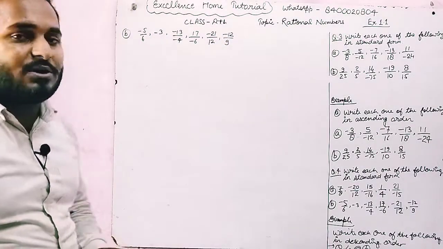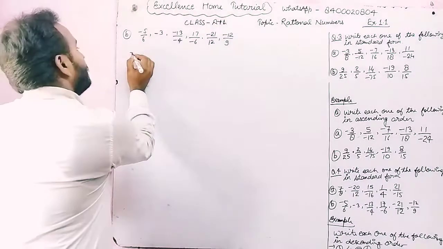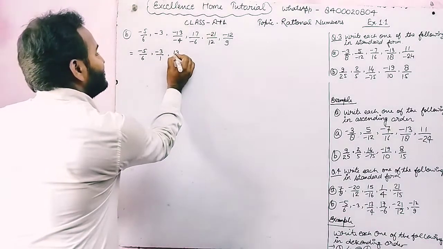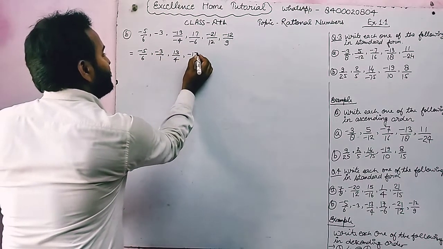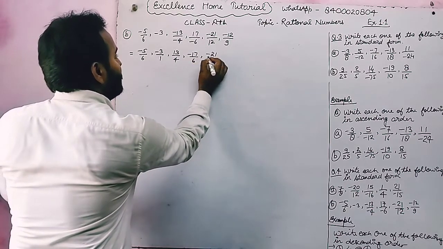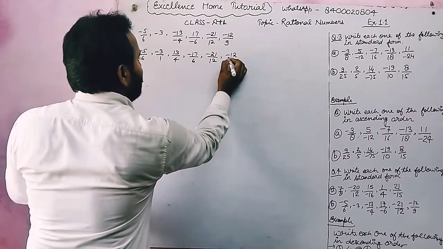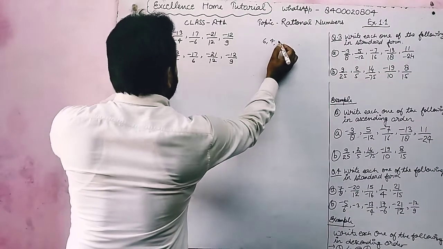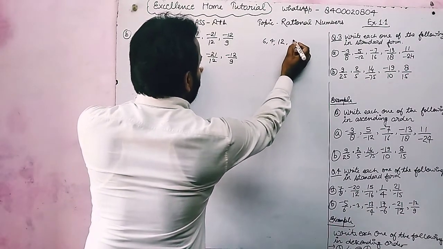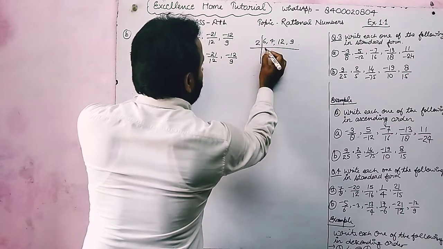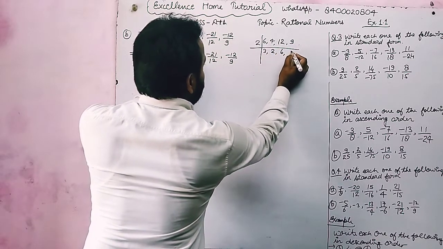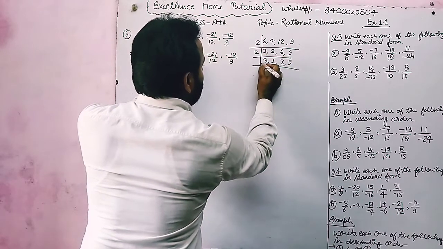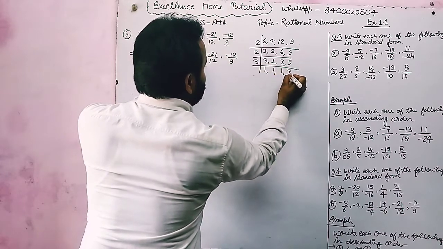First of all, you have to make the denominator positive. So let's make all denominators positive. So this is cancelled. So minus 17 by 6 and minus 21 by 12 and minus 12 by 9. Taking the LCM of 6 and 4, this is also 6, so we write it one time. Dividing by 2: 2 3s are 6, 2 2s are 4, 2 6s are 9, 2 1s are 2, 2 3s are 6, 9, 3 1s are 3, 3 3s are 9.